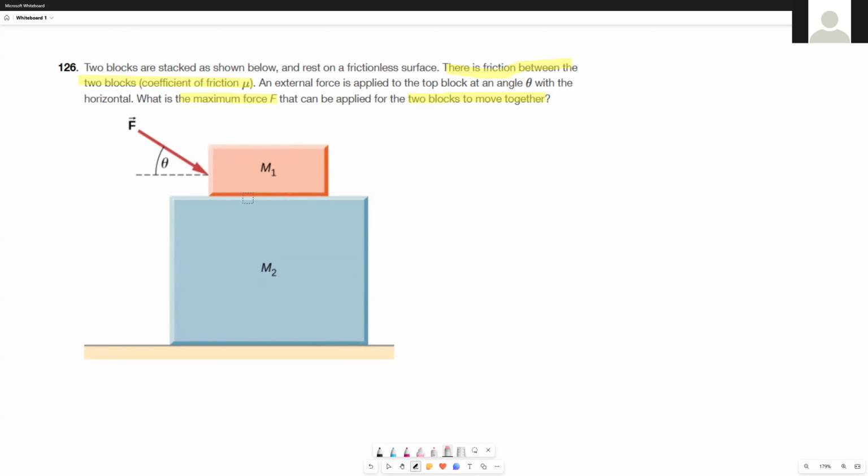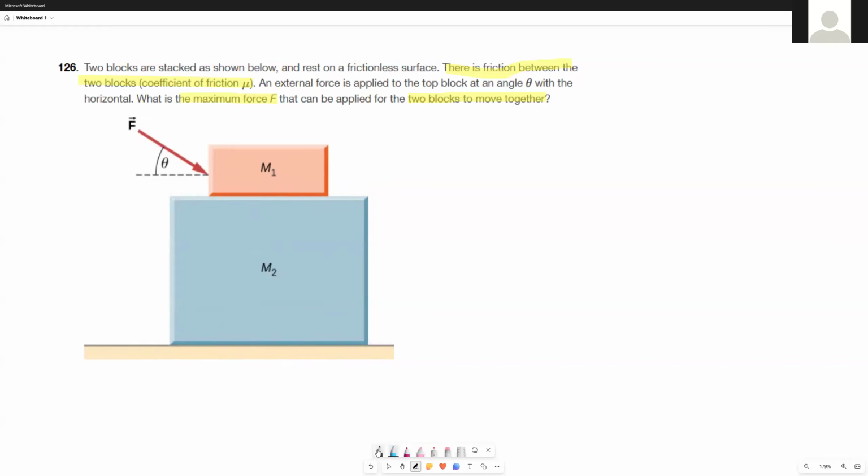There is object M1. There is object M2. There is no friction between M2 and the surface of the table or the ground, whatever surface M2 resides on, and there is friction between M1 and M2. The question doesn't specify whether that mu is mu s or mu k, but we're going to figure it out.